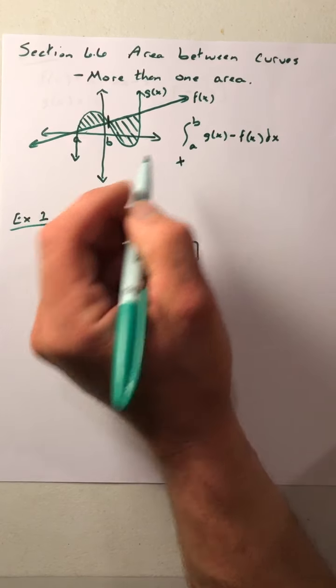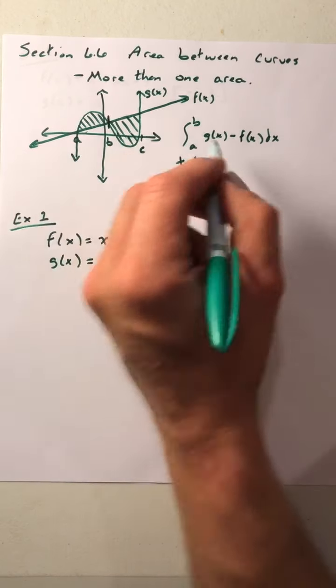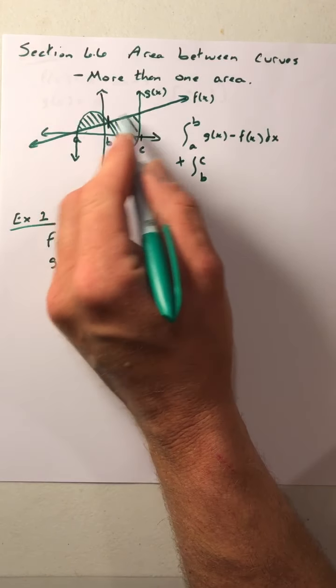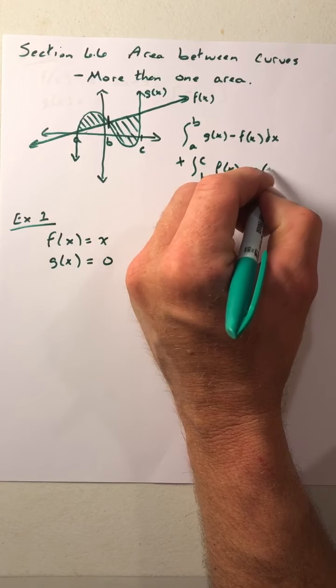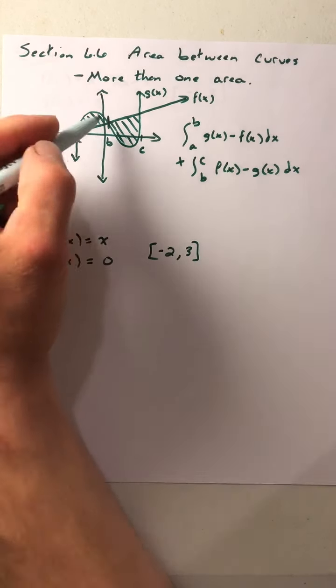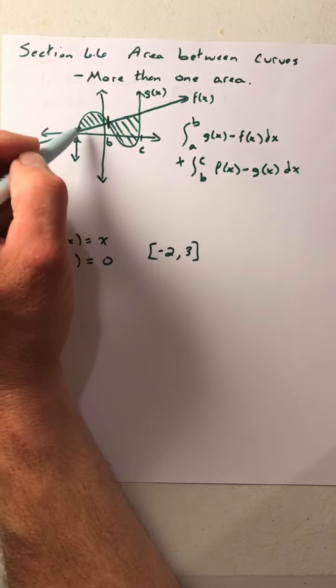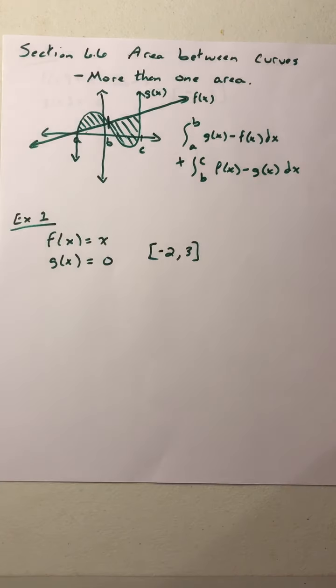dx. And to that I would add the integration from B, we'll call this maybe to C. My top curve now becomes f of x minus g of x dx. So again, we have to be very careful that we know where that point of intersection occurs and which curve is on the top versus which one is on the bottom. Otherwise, it's going to cause us a lot of issues and we're going to get an erroneous solution. So let's go ahead and look at a couple of examples here.